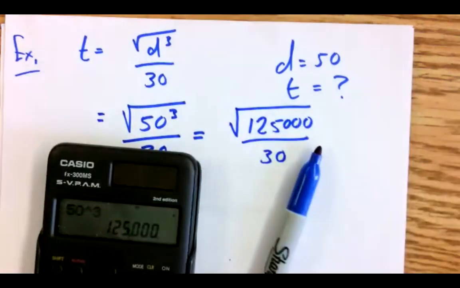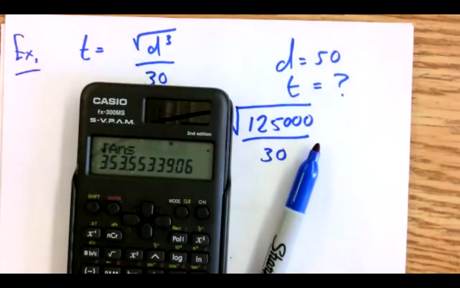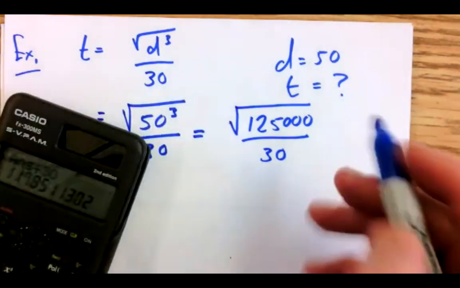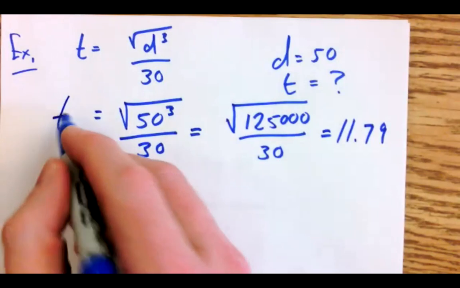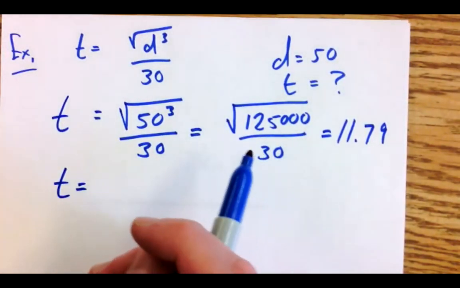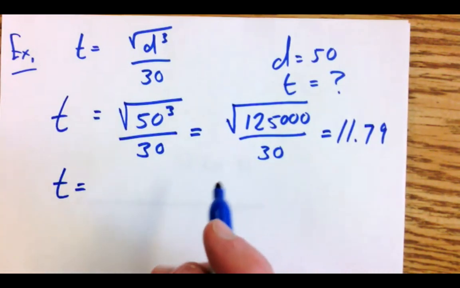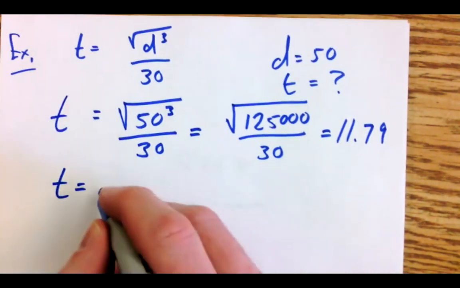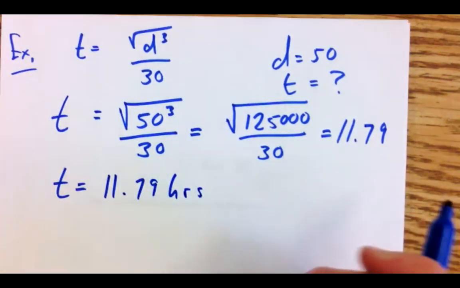Now we're going to take the root of 125,000. The root of that is 353 point whatever. Divide that by 30: 11.79. That's what t equals. The question was, if a hurricane has a diameter of 50 kilometers, how long could it be expected to last? t is time in hours. So about 11.79 hours.